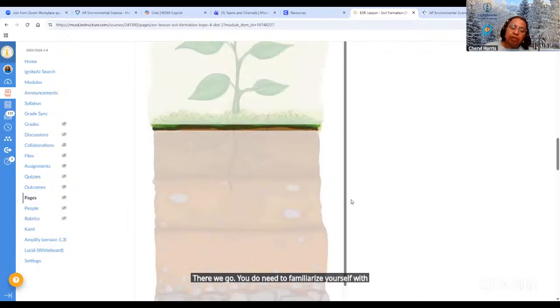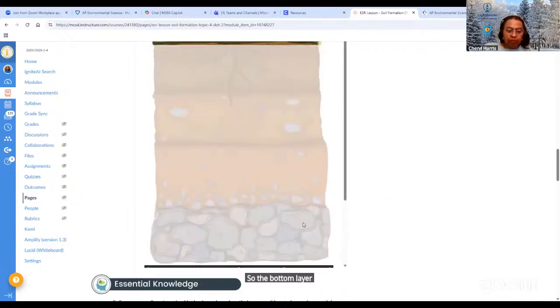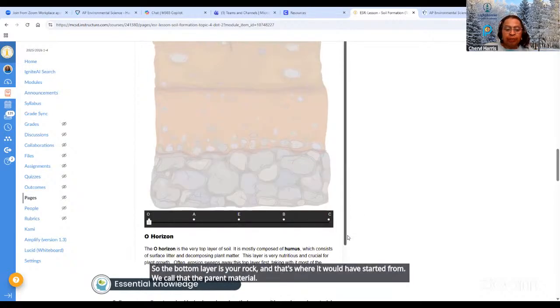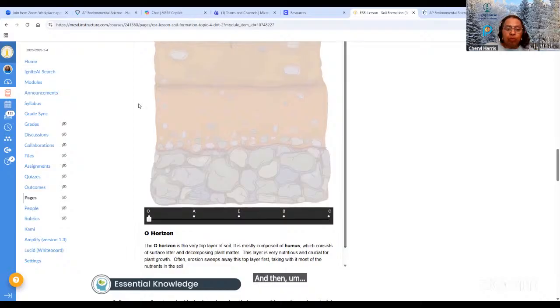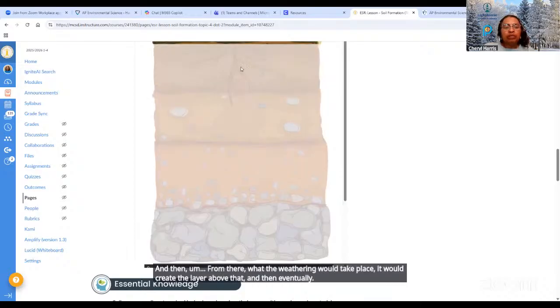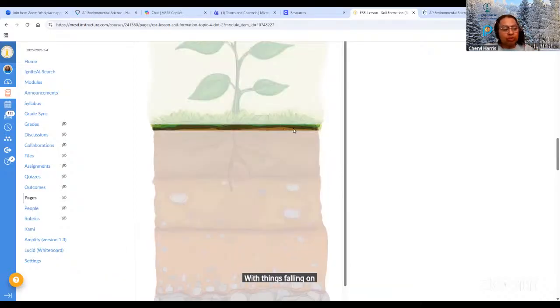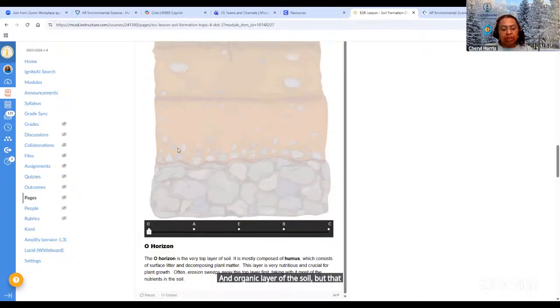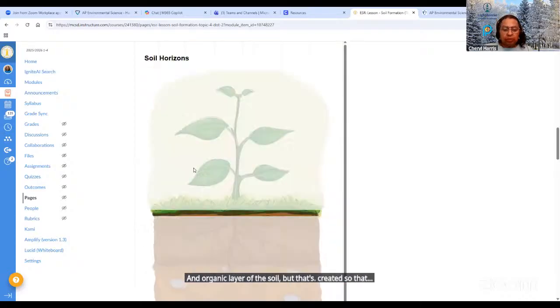So the bottom layer is your rock, and that's where it would have started from. We call that the parent material. And then from there, the weathering would take place, and it would create the layer above that. And then eventually, with things falling on top of the soil, you create the humus and organic layer of the soil, so up here at the top.